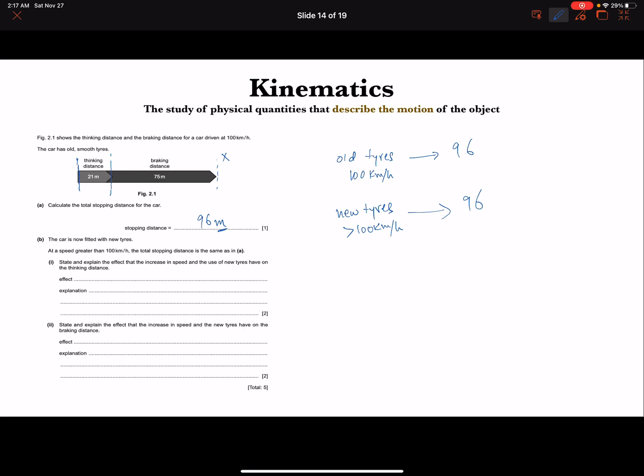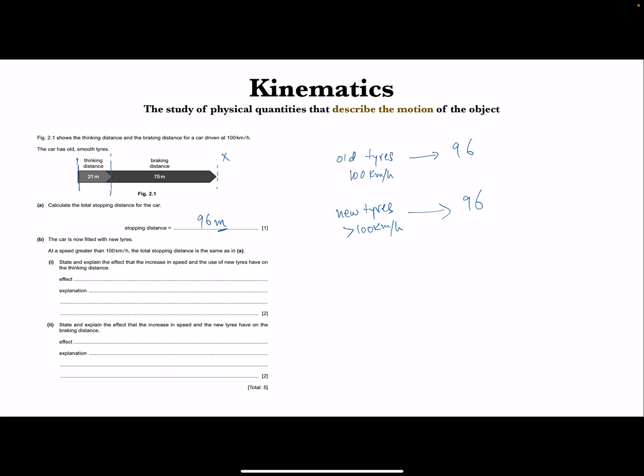But we see that in the new tires case, the speed is greater than 100 kilometers per hour. So if the speed is greater, I'll be taking more time, because speed is distance divided by time, right? So if the speed is greater, then I have less time. My apologies. I'll have less time to react. Basically, if the speed is greater, you'll be traveling more distance. All right.